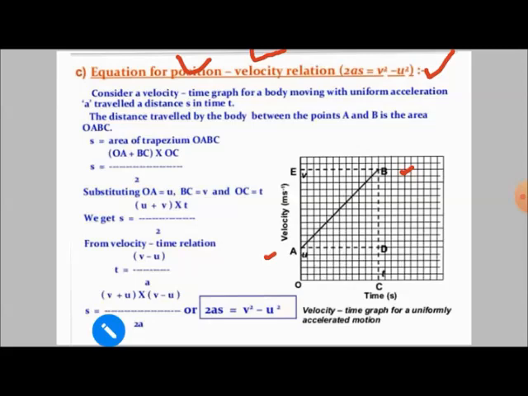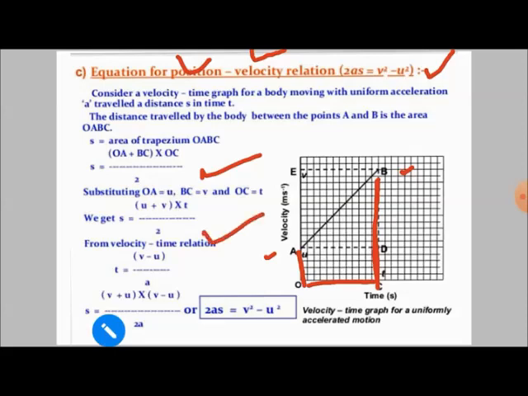Here the parallel sides are OA and BC, so the sum of the parallel sides is OA plus BC, multiplied by the distance between the parallel sides, which is OC, divided by 2. Now substituting the values, as you know, OA is U, BC is V, and OC is T. Now we get U plus V multiplied by T divided by 2.